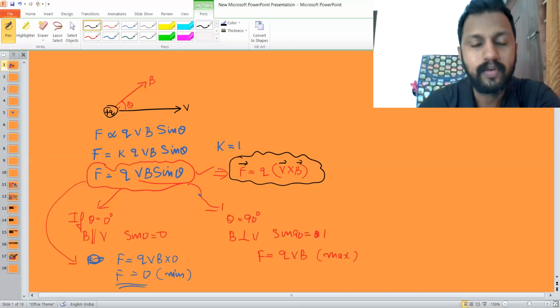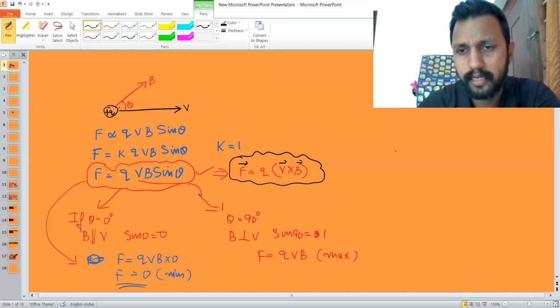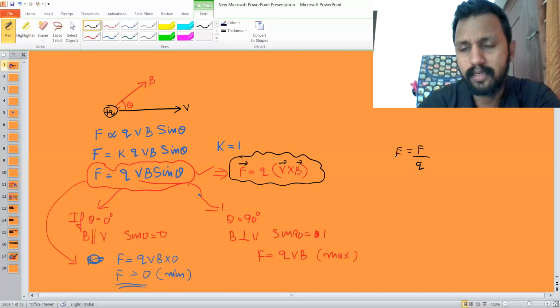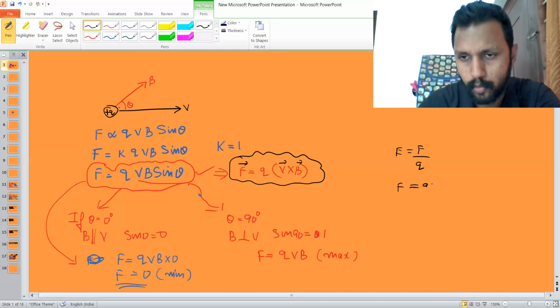Now we know what the magnetic Lorentz force is. Then let us understand what the electric Lorentz force is. For understanding the electric Lorentz force, we have studied E is equal to F by Q, the relation between electric field intensity and electrostatic force. And we have learned this equation. Therefore, we could write F is equal to QE.